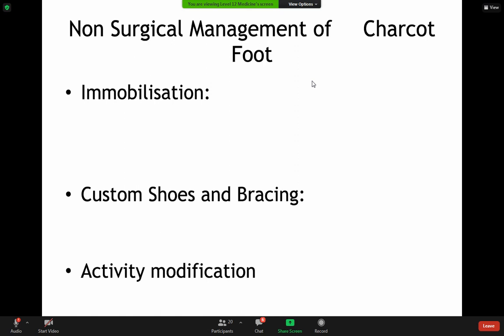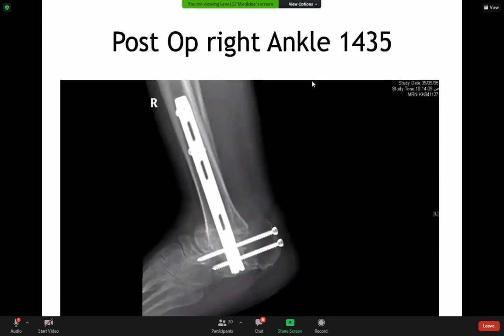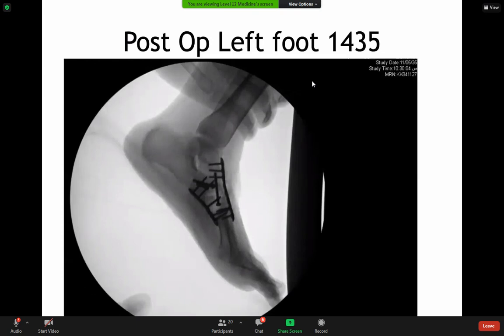Non-surgical treatment of Charcot foot includes immobilization, custom shoes and bracing, and activity modification. Surgery may be indicated in certain cases. So this is a case where surgery was done for Charcot foot, where fusion was done between the tibia and the calcaneus using an intramedullary nail. This patient had mid-foot Charcot joint and reconstruction of the foot was performed with plates and screws.